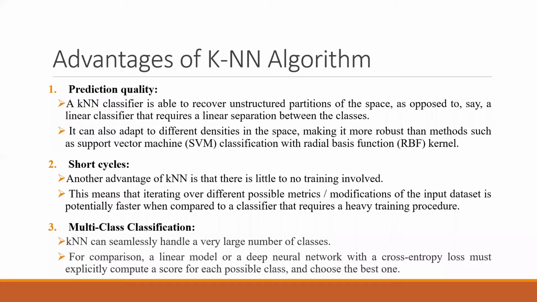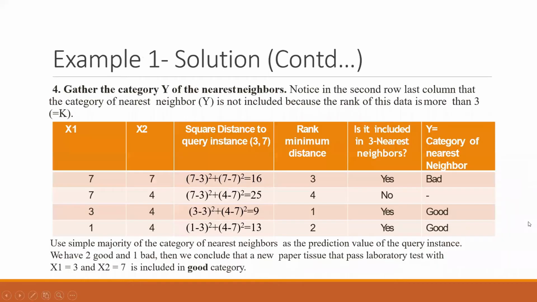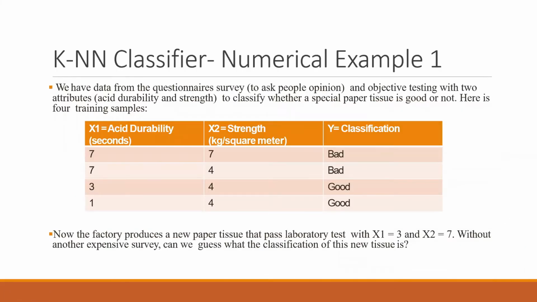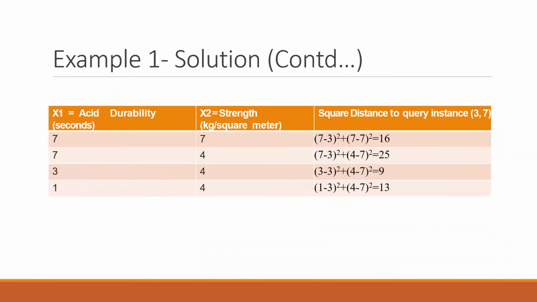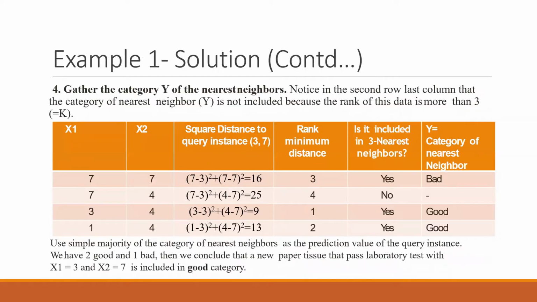So yesterday we had completed one numerical regarding the KNN, and we solved this numerical in which we had to determine what the classification would be for x1 equal to 3 and x2 equal to 7 based on the data given. And we solved it with all the 4 steps. We did the prediction as good, based on what we did in all the steps.